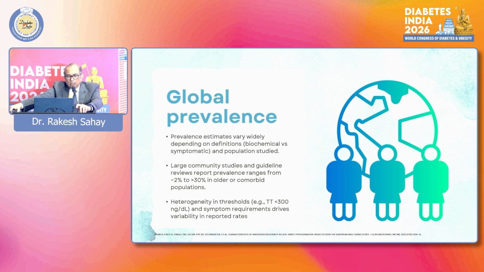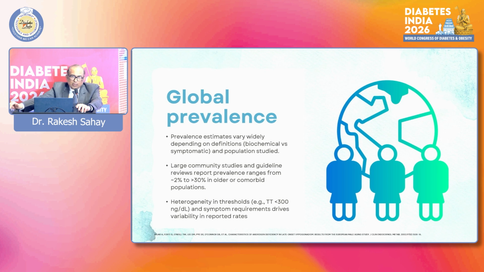So if you look at which population you're studying, what criteria you're using for diagnosis of testosterone deficiency, and whether you're looking at only symptoms or at biochemical parameters, you may have different prevalence rates. Data from across the globe show prevalence rates ranging from as low as 2% to as high as 30%, and these vary with the age of the individual, the presence of other comorbidities, and the thresholds used in different studies across the literature.